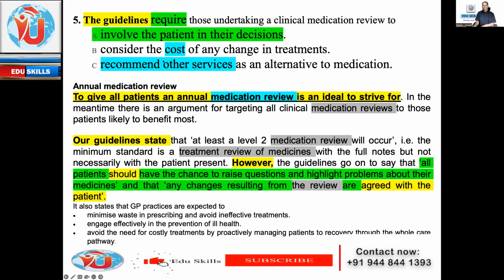So does the paragraph speak anything about the cost of the treatment? It will cost up to 5 lakhs, 10 lakhs? No, that is not mentioned at all. Does the passage speak of any recommendation, like you go to another hospital or some other services? Not at all.